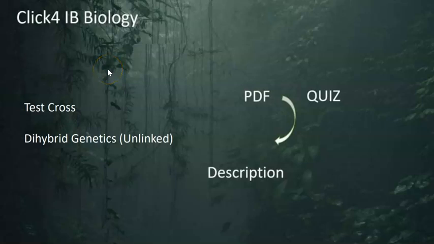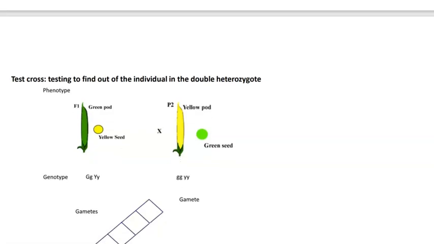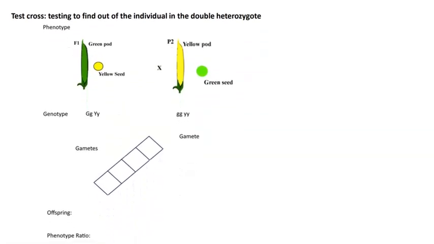We're studying genetics and we're going to find out in this video how to perform a test cross in dihybrid genetics. There's a blank version of this presentation, a PDF, linked in the description below, where you'll also find a quiz of 10 questions with answers so that you can determine how much you've learned from this particular topic. So let's remind ourselves what the purpose of a test cross actually is.